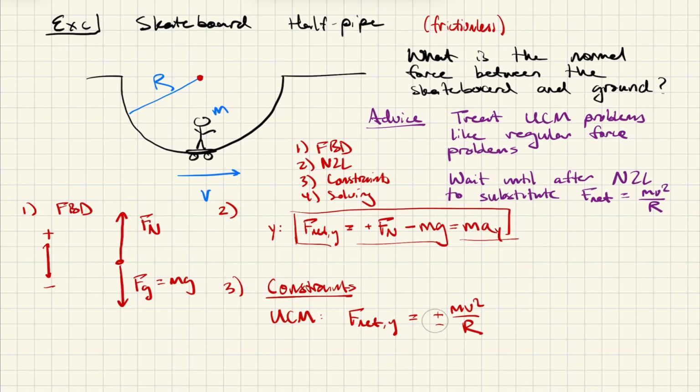And so if I take a look at my diagram, we know that the laws of UCM tell us that the centripetal force must point towards the center, right? So the net force in this case has to be positive because that's the direction the acceleration needs to be in order to continue steering our little guy on the half pipe.